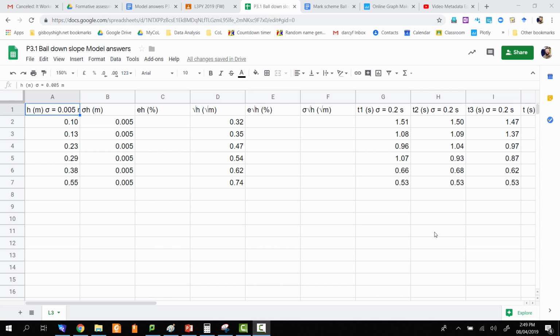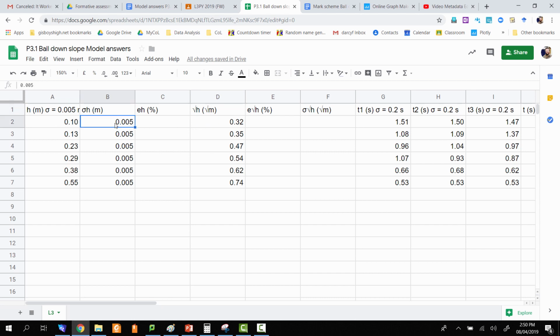Okay, everyone, we're going to now do some level 3 analysis, producing a linear graph including uncertainties. So the key issue is we've decided the relationship is the square root of h. So we now need to transform our uncertainties from h to the square root of h.